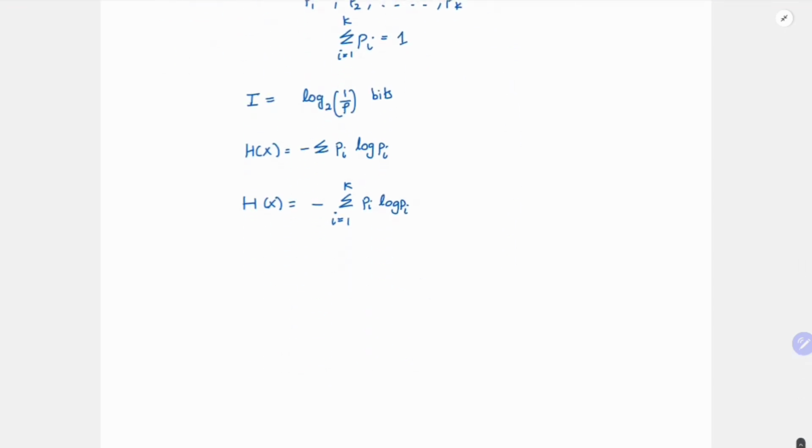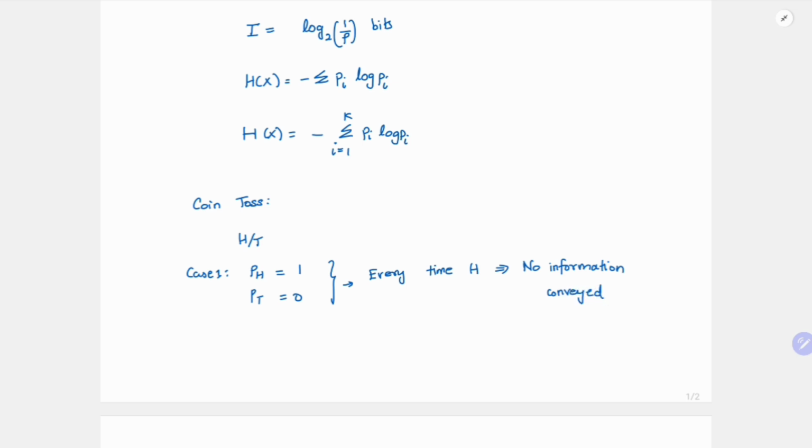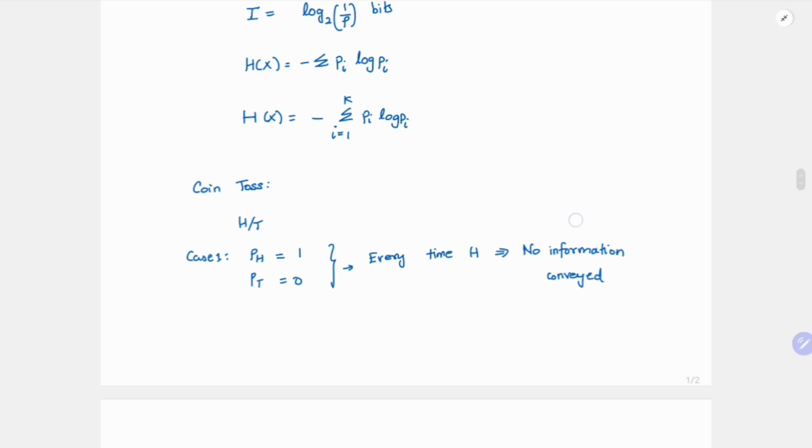So let us take one simple example just to understand what this entropy means. Let us take the case of a coin toss, head and tail. In case 1, the probability of head is 1 and the probability of tail is 0. Then every time you are going to get head. So this means that there is literally no information conveyed, because you already know it is going to be head every time.